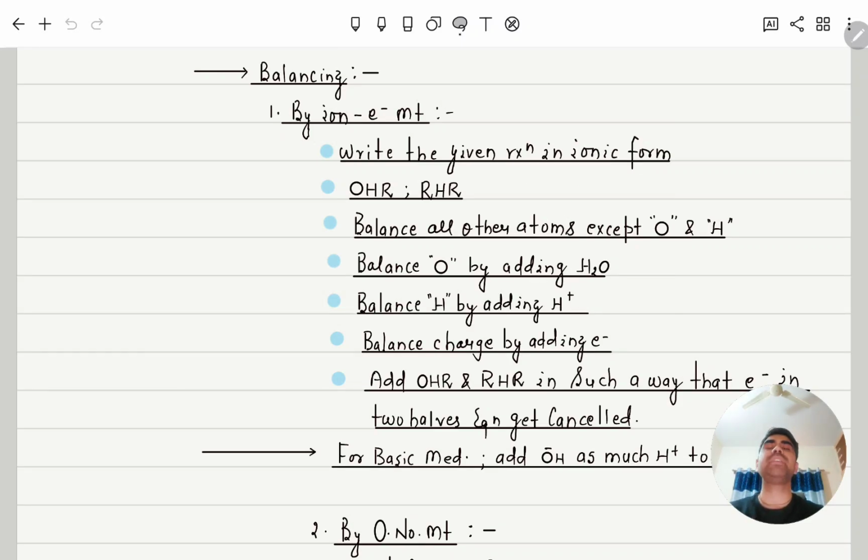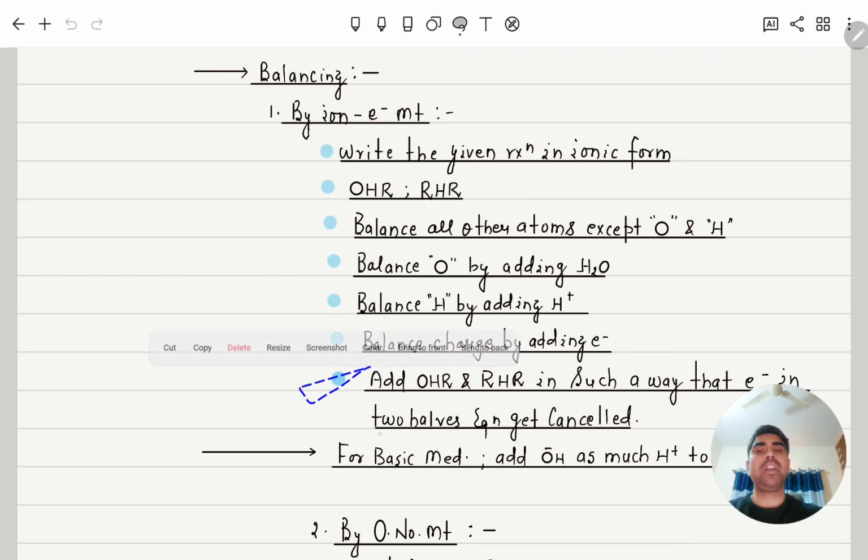in ionic form, meaning you represent the charge on it by the crisscross method, and then you segregate the oxidation half reaction and the reduction half reaction. Then for both the oxidation half and reduction half, you first balance all other atoms except oxygen and hydrogen. After that you balance oxygen by adding H2O towards the deficient side. Similarly, you balance hydrogen by adding H plus towards the deficient side. You balance charge by adding electrons.